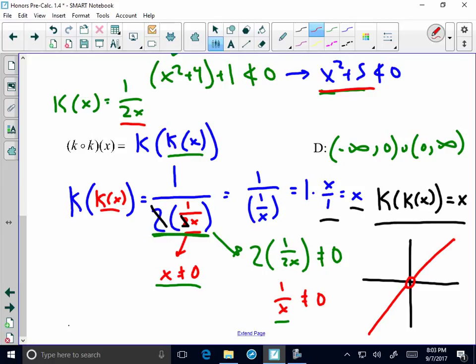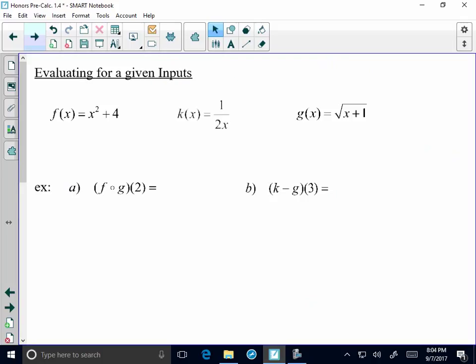All right, guys, so we are going to now talk about evaluating for a given input with these combinations and compositions of functions. And I'm going to talk about 2 ways of doing this, but I think that there's one way that's specifically easier than the other way. So first off right here, we basically just want to see that we're looking at a specific x value plugged into our composition or our combination of functions.